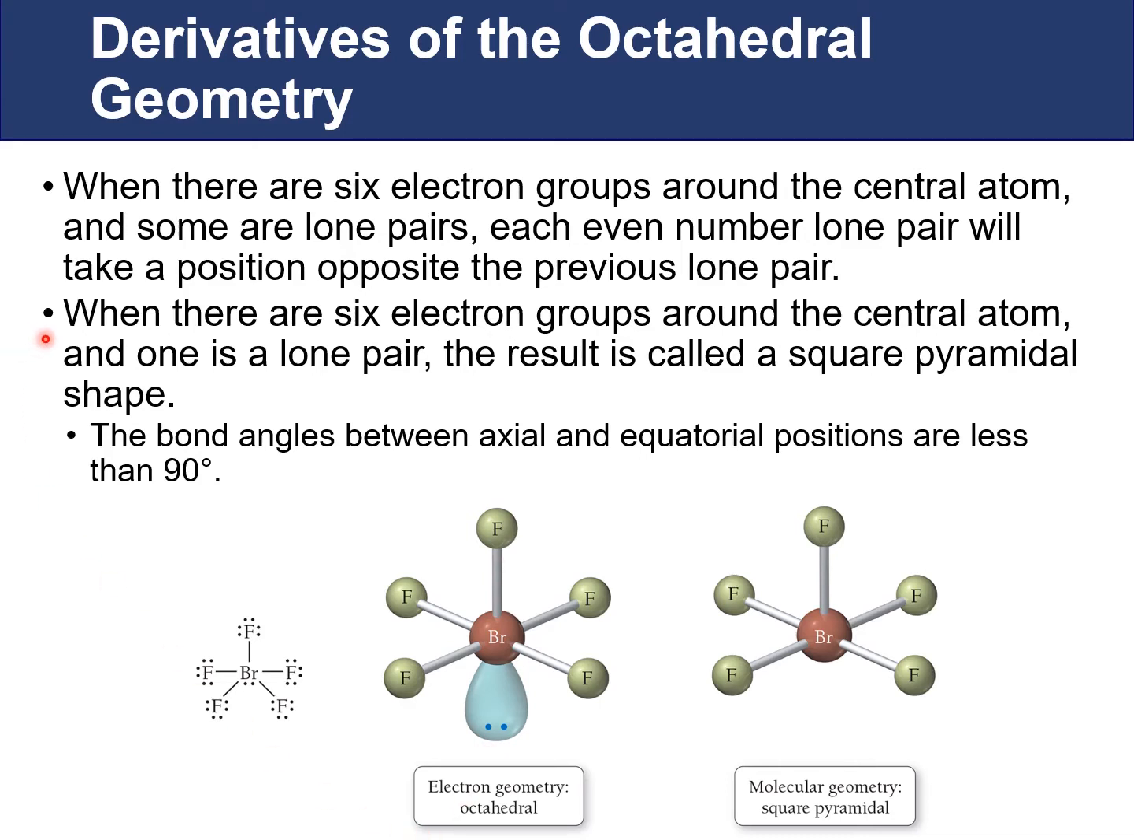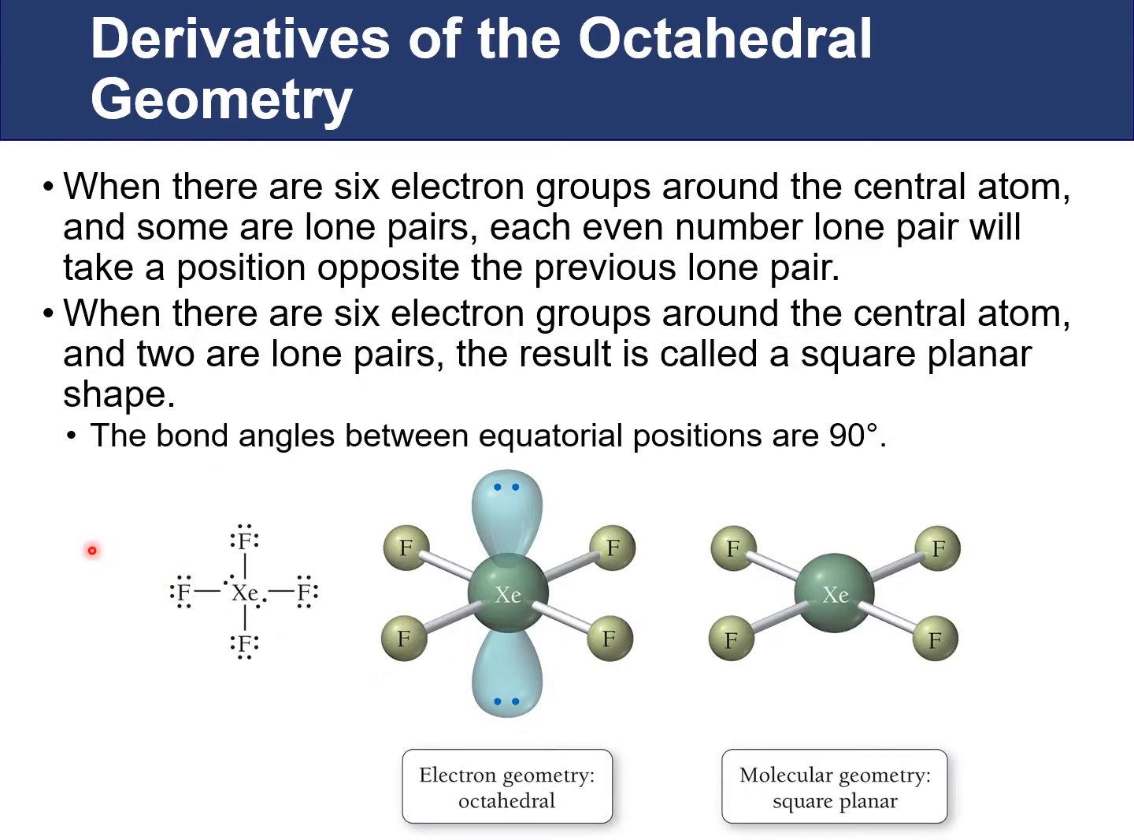When there are 6 electron groups around the central atom and one is a lone pair, as is the case here, the resulting structure is called a square pyramidal shape. The reason it's called square pyramidal is because if we ignore the lone pair electrons, we get a shape that looks like this, where we're looking at just where the atoms are. The base forms a square, and then the upper fluorine, in this case, forms the apex of the pyramid. The bond angles between the axial and the equatorial, as well as between the equatorial, are going to be less than 90 degrees. Again, because your lone pair pushes these fluorines up, making them closer together.